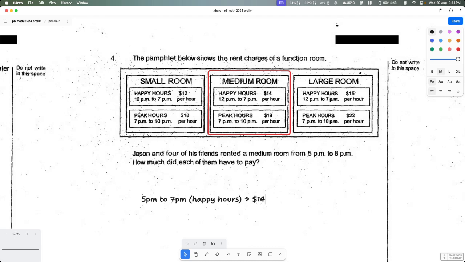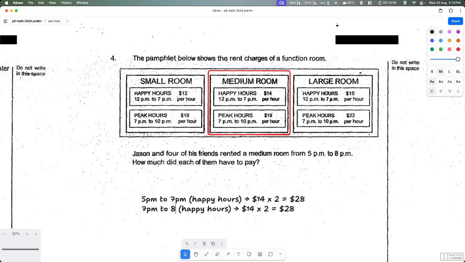Okay, right, times 3. So 5 p.m. Sorry, 5 p.m. to 7 is not 3, it's 2 hours. Okay, and this will give you $28. Right. Then after that from 7 to 8, okay, 7 p.m.